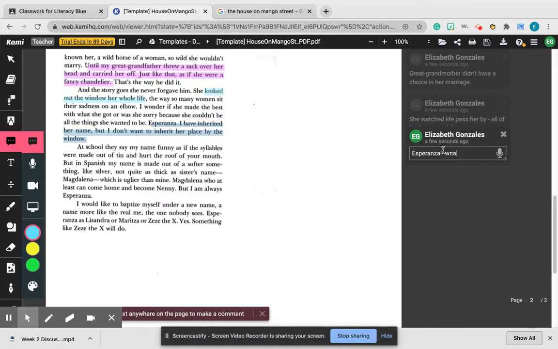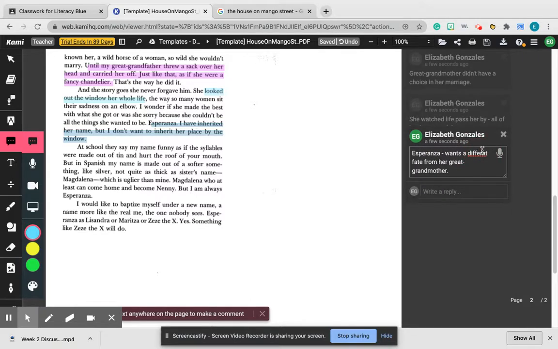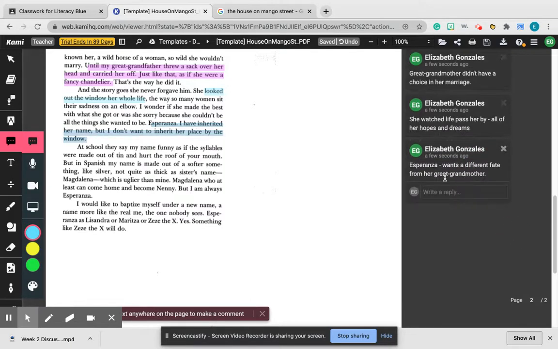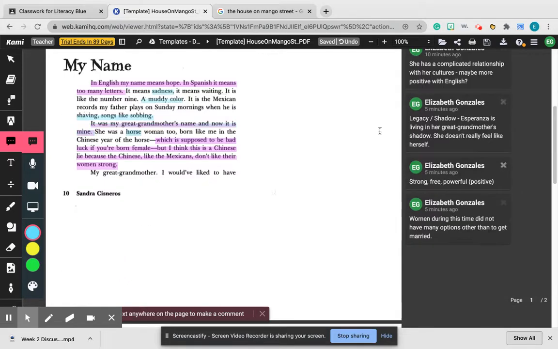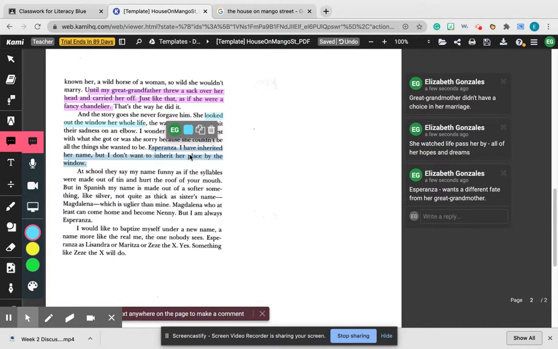A different fate from her grandmother. Okay, I spelled different wrong. Let me fix it. And this kind of goes back to what we noticed up here, right? When we look at her name, it was my great grandmother's name, and now it is mine. So we talk again about this legacy and the shadow that Esperanza's feeling. And here we have it, like she's solidifying that for us.